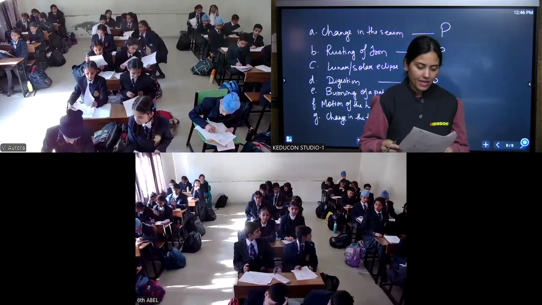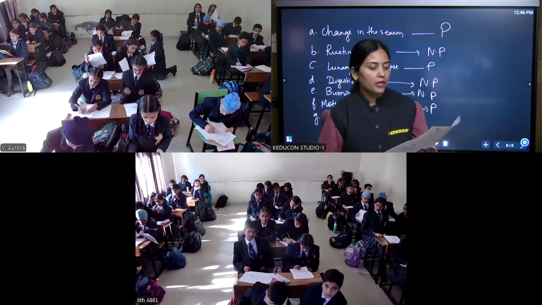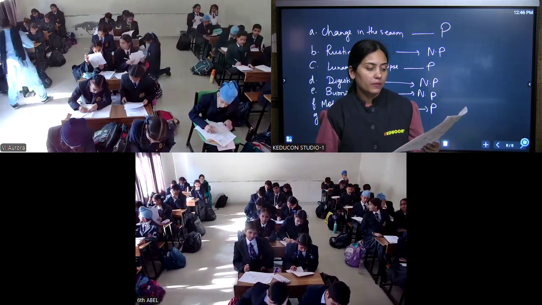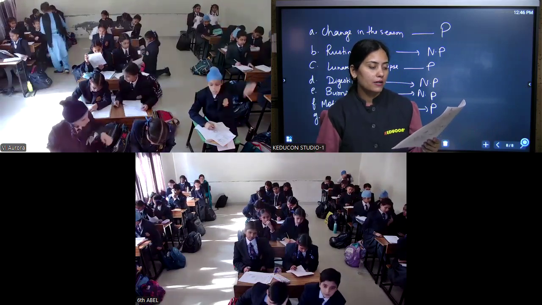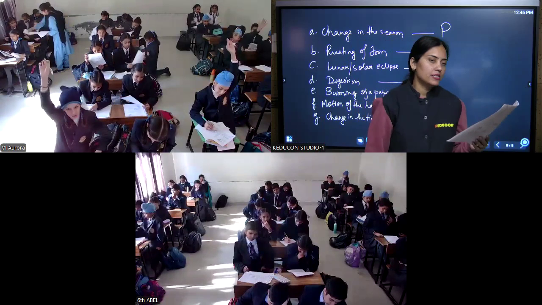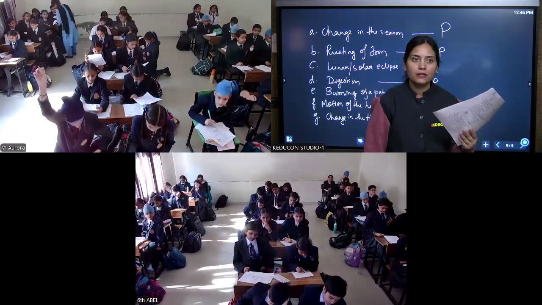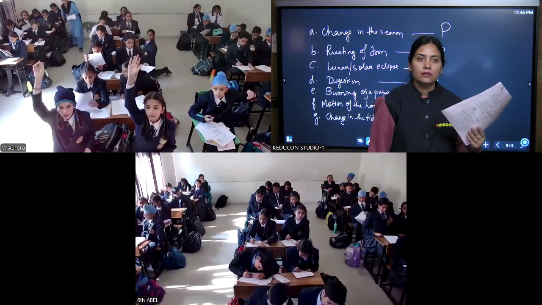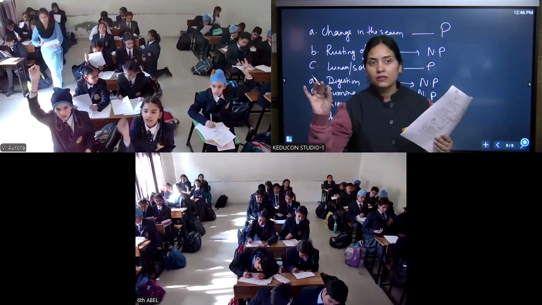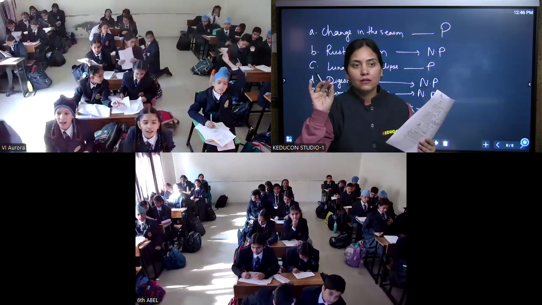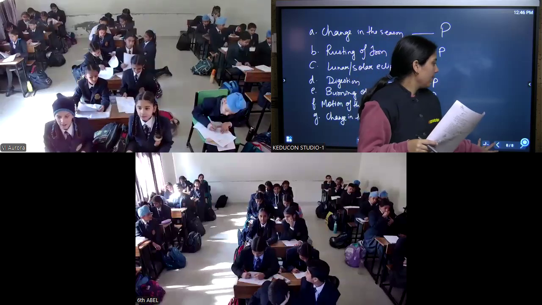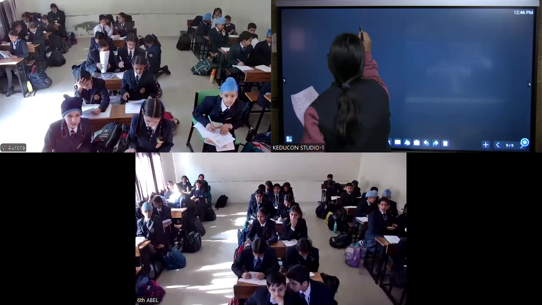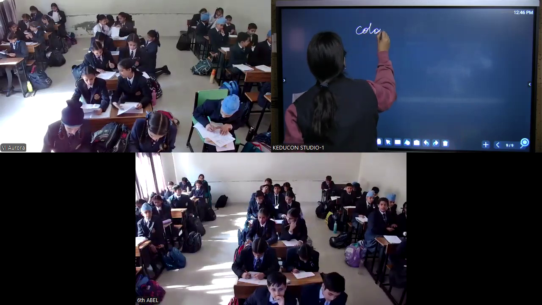Okay. Now coming to the 12th question. Write the name of the chemical properties shown by the following chemical changes. Rusting of iron, what does it show? Which property is changing? Color change. There is a color change in it.